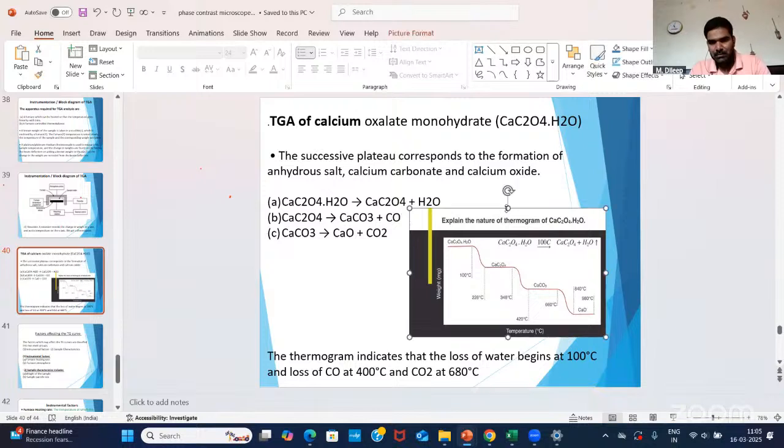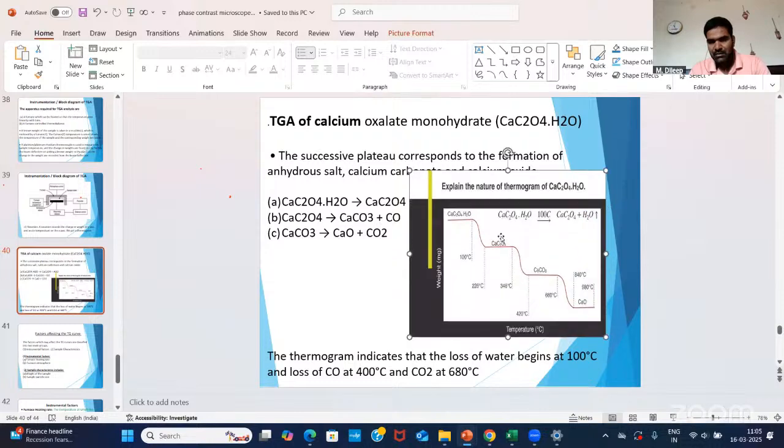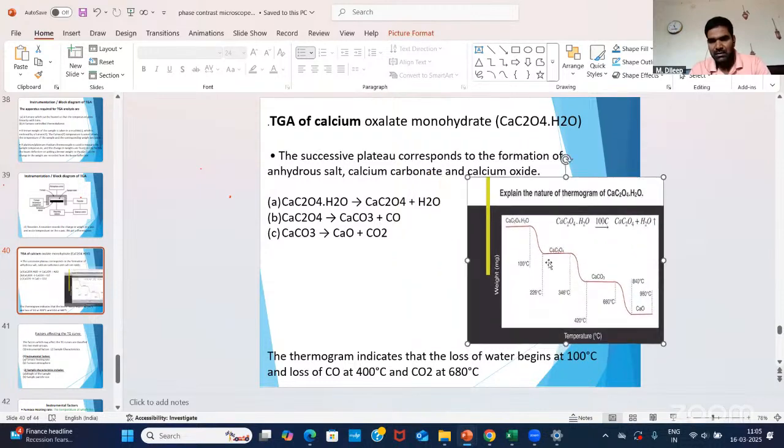So, if you observe this plot between weight and temperature, the successive plateaus correspond to the formation of anhydrous salt, calcium carbonate, and calcium oxide. The thermogram indicates the loss of water begins at 100 degrees centigrade. At 100 degrees centigrade, calcium oxalate monohydrate will lose its water and it will become calcium oxalate, that is CaC2O4.